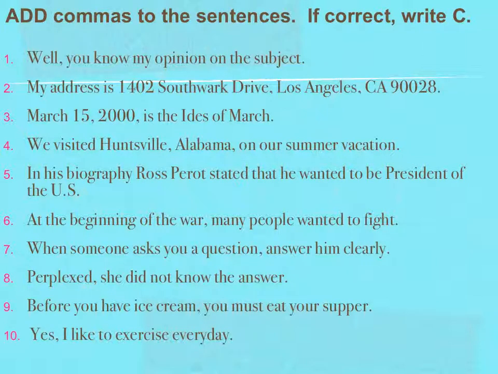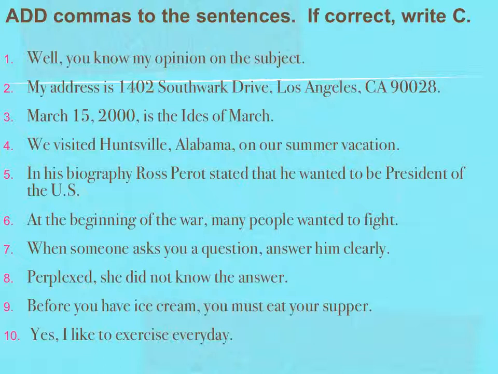Number 1, comma after well for the introductory word. 2, comma after Drive, Angeles, but not after the abbreviated state. Only a comma after the state if it's spelled out and followed by a zip code. 3, 15, 2000, when you have month, day, and year, put a comma after the day and the year. 4, Huntsville, Alabama, comma after city and state. 5, no comma. This one's correct.